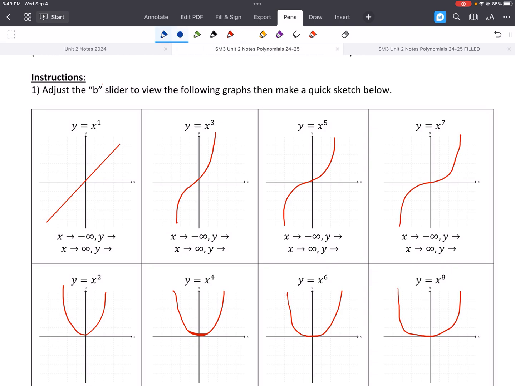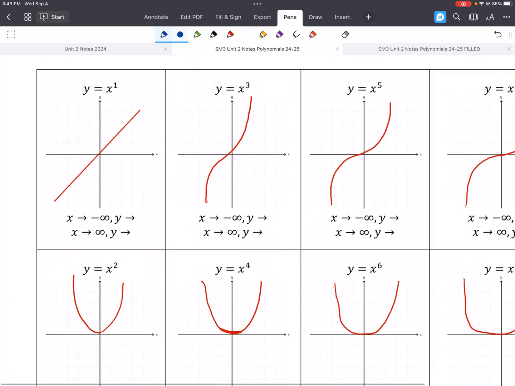So let's write down the end behaviors for these. Again, this is our old notation. On your homework, it's going to be written in limit notation, which is going to look a little different. But we'll do some more examples of that in just a little bit.